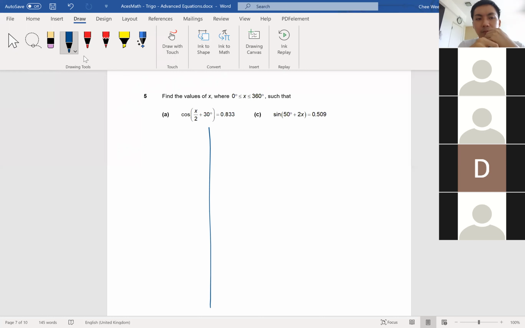Well, I would think that the boundaries would be 50. Wait, okay, I'll write it out properly first, so don't worry, just tell me. So x is between 0 to 360, right? Yeah. So 2x plus 50 must be between 50 and 770. So which quadrant would this be?